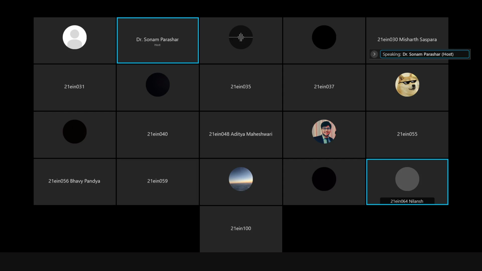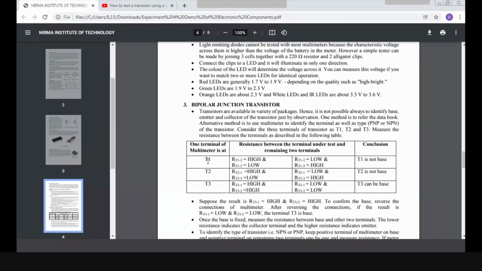Multimeter, one terminal you need to keep on terminal 1, right? And the other terminal of the multimeter you need to keep one by one at terminal 2 and at terminal 3. So you will be measuring the resistance between terminal 1 and 2 and terminal 1 and 3, right? Terminal 1 is common in the first case, right?